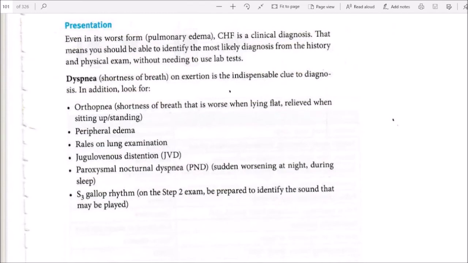Presentation: even in its worst form, pulmonary edema, CHF is a clinical diagnosis. That means you should be able to identify the most likely diagnosis from the history and physical exam without needing to do lab tests. Dyspnea, shortness of breath on exertion, is the indispensable clue to diagnosis. In addition, look for orthopnea, shortness of breath that is worse when lying flat and reduced when sitting up or standing. Peripheral edema, rales on lung exam, jugular venous distension (JVD), paroxysmal nocturnal dyspnea (PND), sudden worsening at night during sleep, and S3 gallop rhythm. On the Step 2 exam, be prepared to identify the sound that may be played.